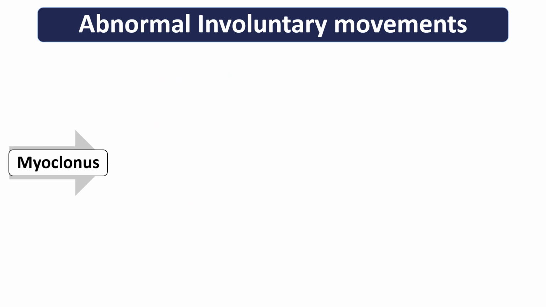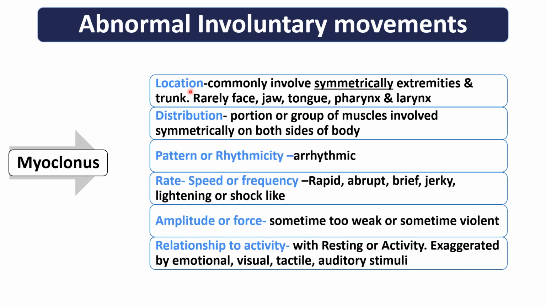Now the last abnormal movement which I am going to describe is the myoclonus. According to the location, it commonly involves the extremities and the trunk symmetrically. So the patient will have bilateral abnormal movement. It is not unilateral. Rarely the face, jaw, tongue, pharynx, larynx can also be involved. And according to the distribution, some portion or group of muscles is involved symmetrically on both sides of the body. It is arrhythmic. It is rapid, abrupt, brief, jerky, just like a shock-like condition, lightning movement.